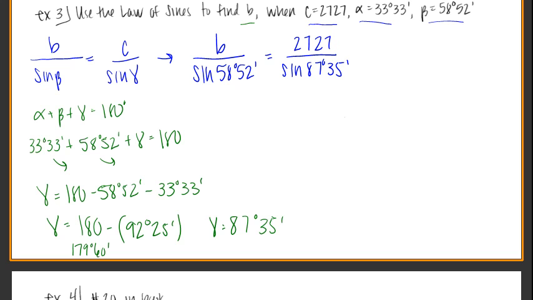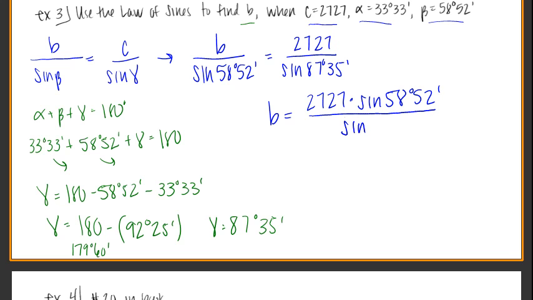So just multiply the sine of 58°52' over, and we can get b. So side b is going to be 2727 times the sine of 58°52' divided by the sine of 87 degrees and 35 minutes. So let's put all this in our calculator. Since we're finding a side, there's no potential second answer. When you're finding a side, there's only one answer and one answer only. It's only with angles that you get a potential second one.